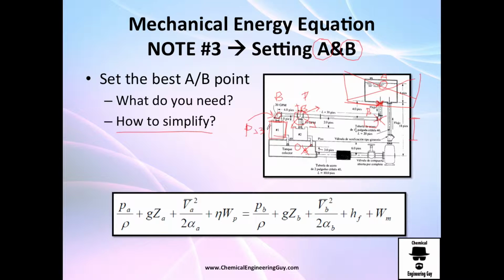So what I want to tell you guys is that you can choose A and B in whatever place you want. You only need to know what you want to calculate and how to simplify it. So for example, if I wanted this point right here, you could simplify it and say, well, since we are working at atmospheric pressure, we have no difference in pressures. Or maybe you want to do a straight pipe. Well, actually, let me continue that in another video.